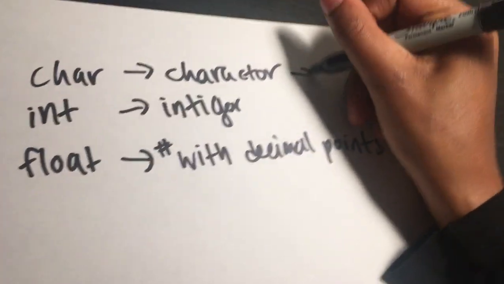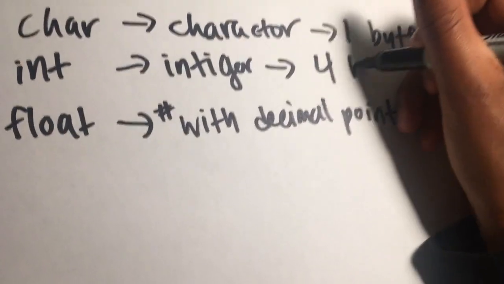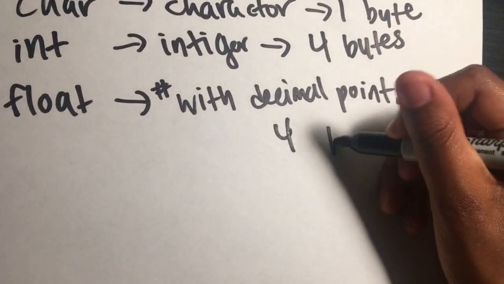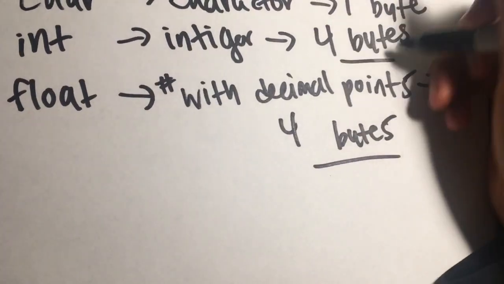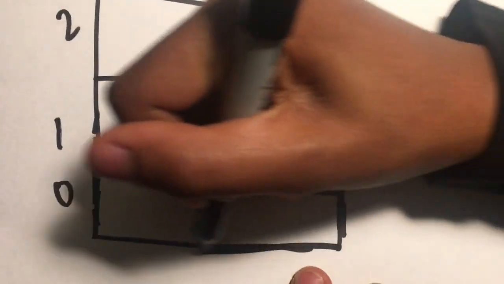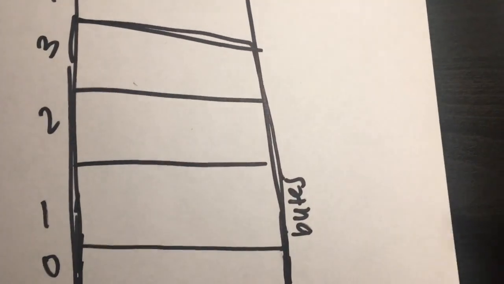So for character, it takes up only 1 byte. For int, it takes up 4 bytes. And for float, it takes up 4 bytes once again. So in here, if we wanted to store an int, it would take up 4 spaces. So this would be the space for a number like 5.